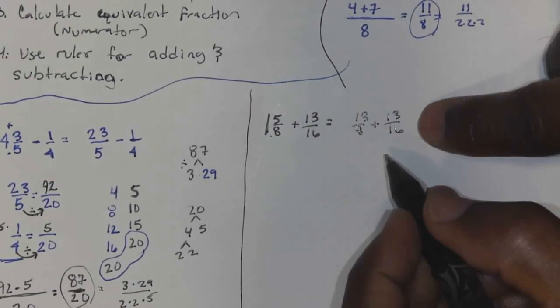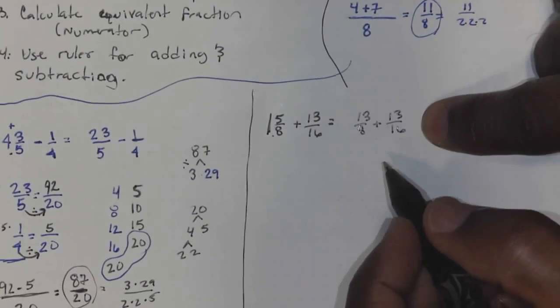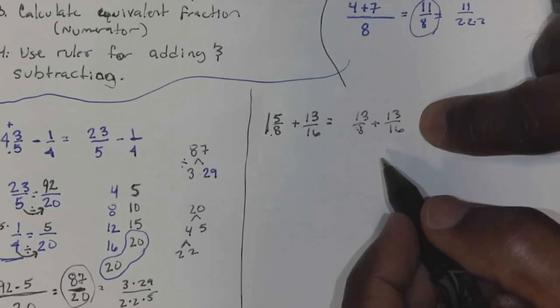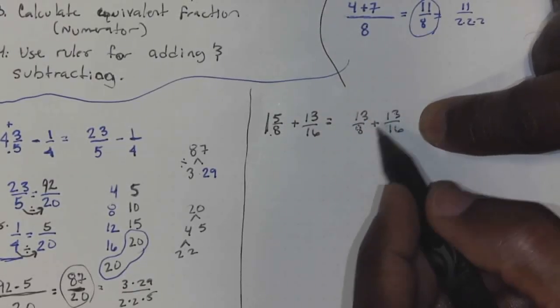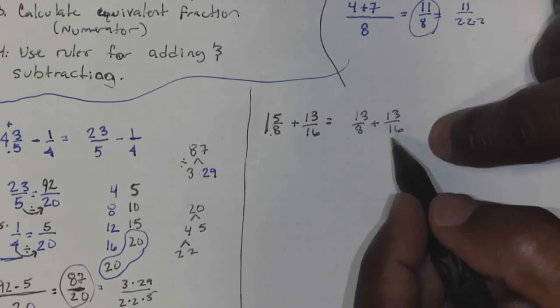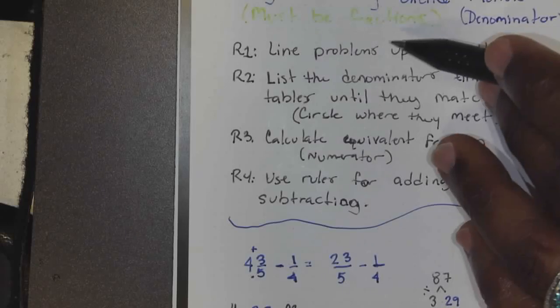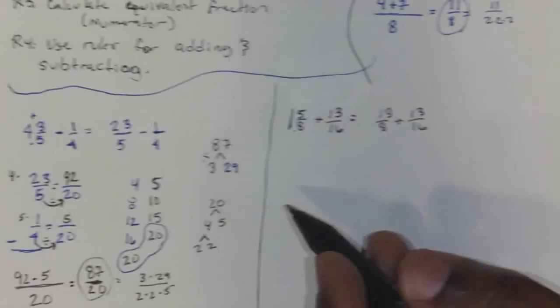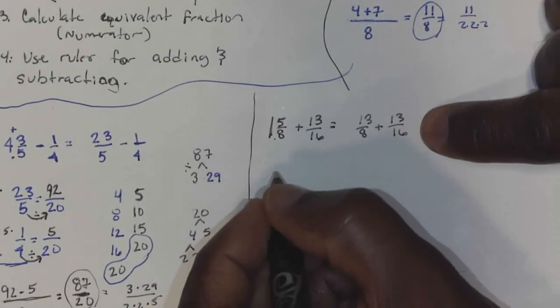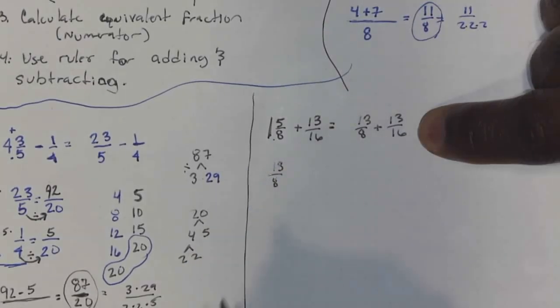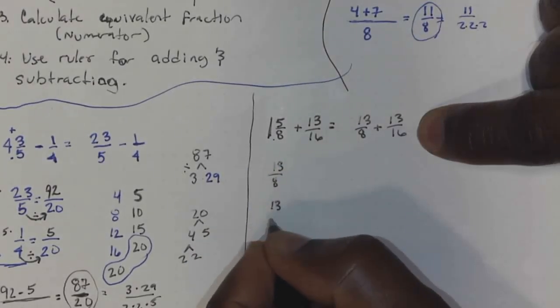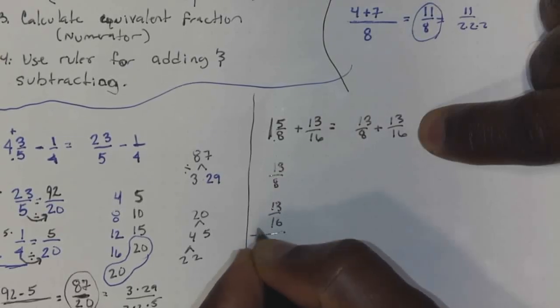Now, are these like fractions or unlike fractions? Unlike. I know the top is the same. It doesn't matter about that. You want the denominator to be the same. So these are unlike fractions. So with unlike fractions, we have to go to our rules. Let's line them up. Here we go. So 13 over 8 plus 13 over 16.